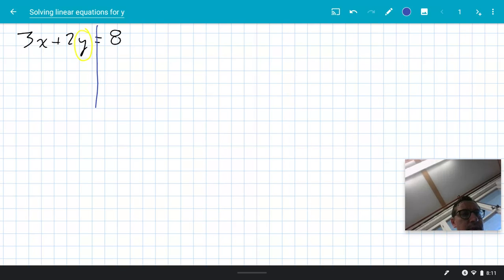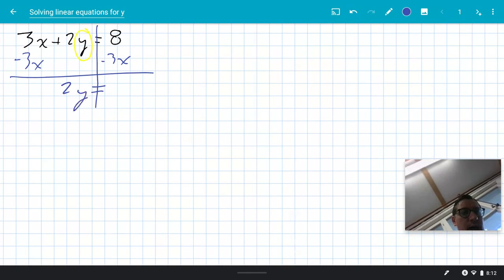So the idea is we want to get rid of this term, this 3x. What's the opposite of 3x? Yeah, so it's negative 3x to both sides of the equal sign. 3x minus 3x is 0. I don't need to write it because I still have something on the left side of the equal sign. I have this 2y, right? There's nothing below the 2y, so I can just write it.